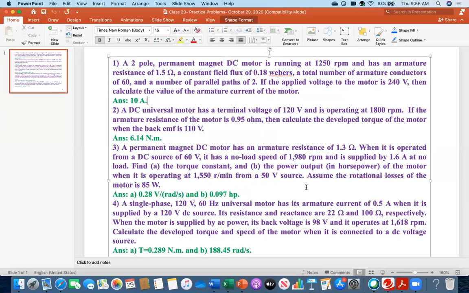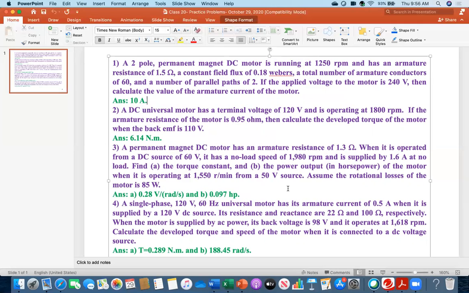Z is the number of conductors. Capital A is the parallel paths. And phi is the flux per pole.